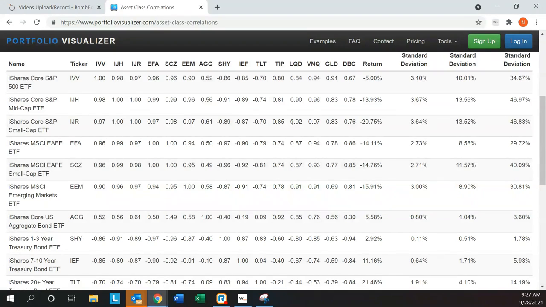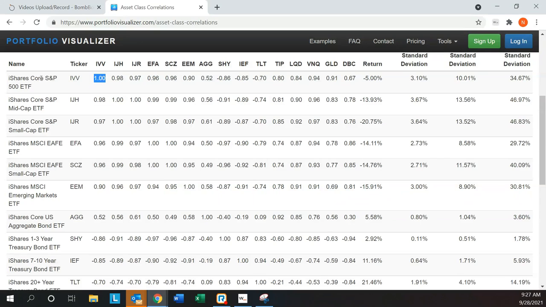So looking at this matrix, you'll notice a lot of the equity asset classes, including gold. So let's just look at this first line here to keep it simple. So this is the S&P 500, ticker IVV. It would make sense, since it's the same thing, that this is a correlation of 1, right? It's the same asset, so it's going to move together.